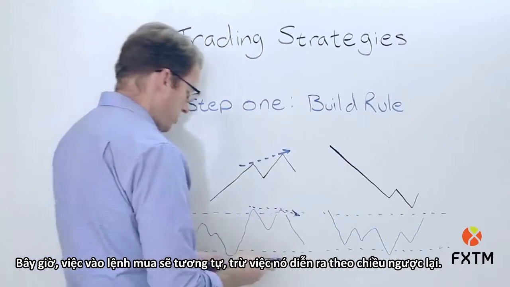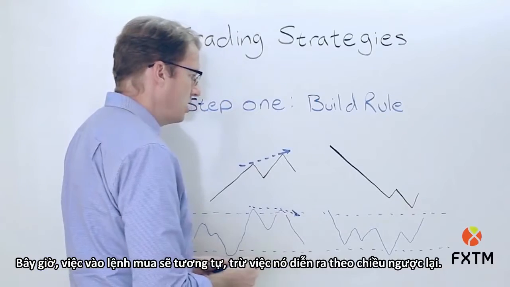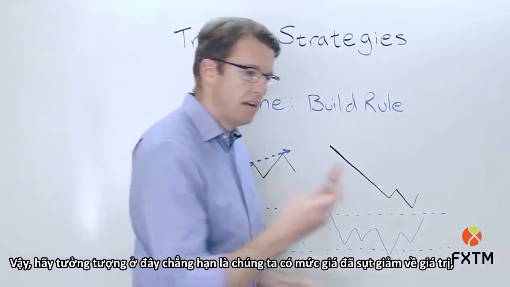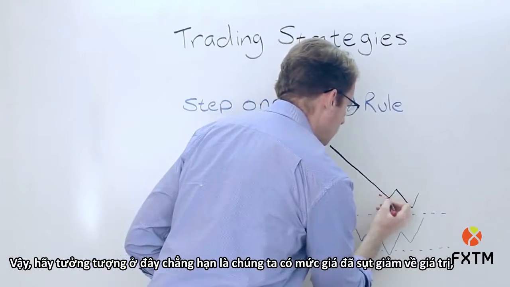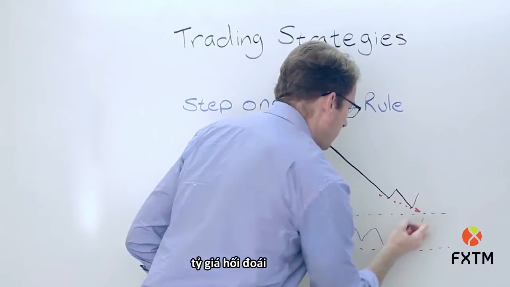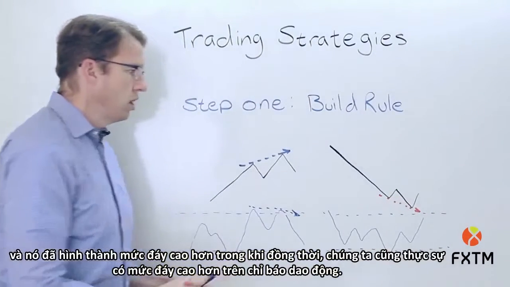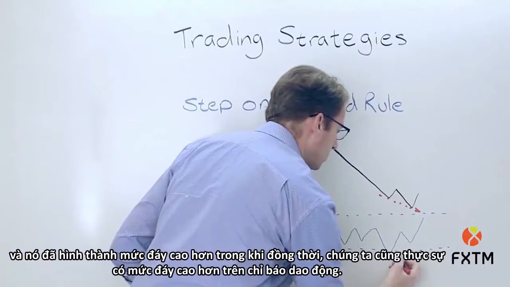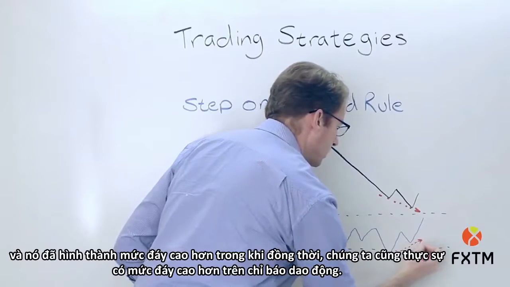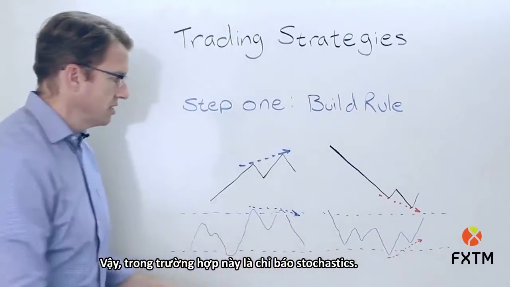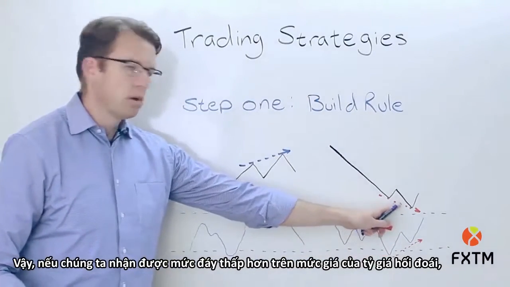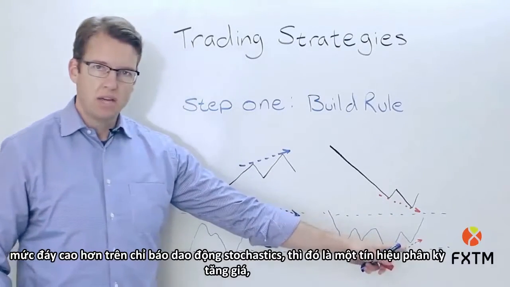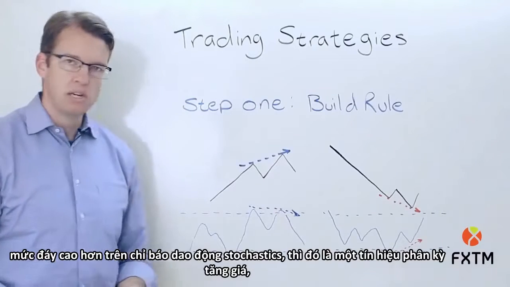Now, a long entry would be similar, except in reverse. So imagine here, for example, that we have a price that has been declining in value, the exchange rate, and it's been forming lower lows, while at the same time we actually have higher lows on the oscillator, in this case the stochastics. So if we get lower lows on the price of the exchange rate and higher lows on the stochastics oscillator, well, that's a bullish divergence.